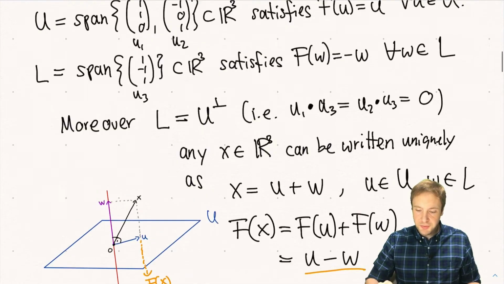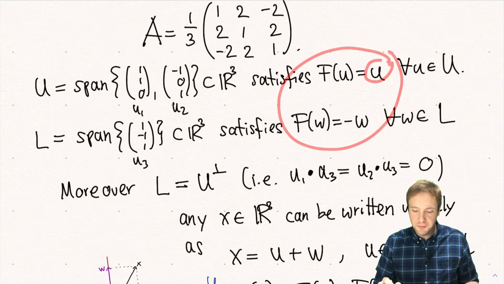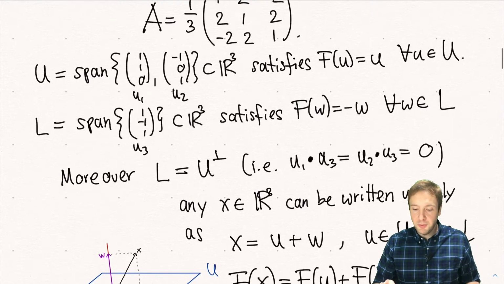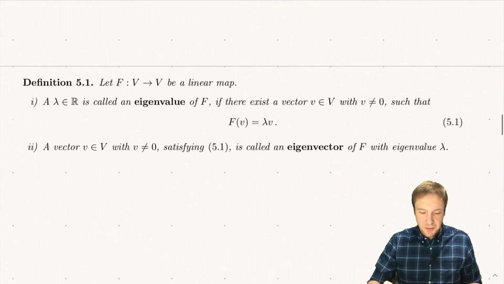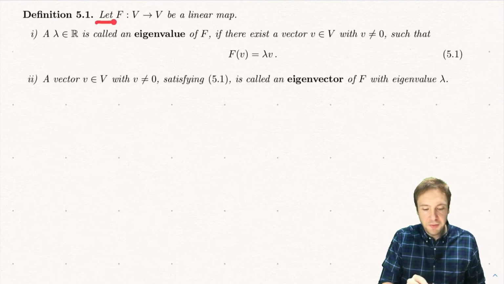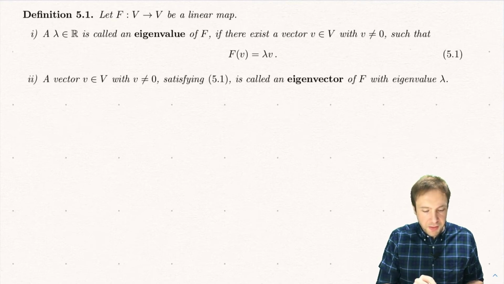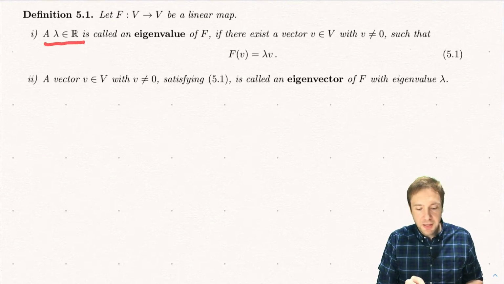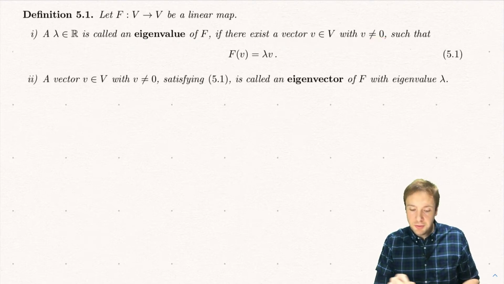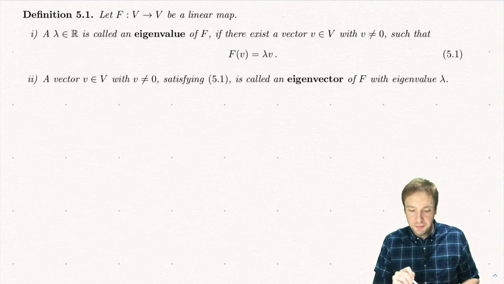And these vectors which satisfy these properties, like here this u is invariant under this f and this w gets mapped to its negative, as we said in the beginning, these will be called eigenvectors and eigenvalues, and the precise definition is this here. So if I have a linear map f going from one vector space to itself, then lambda is called an eigenvalue of this linear map f if there exists a vector which is non-zero, such that f applied to this vector is lambda times this vector.